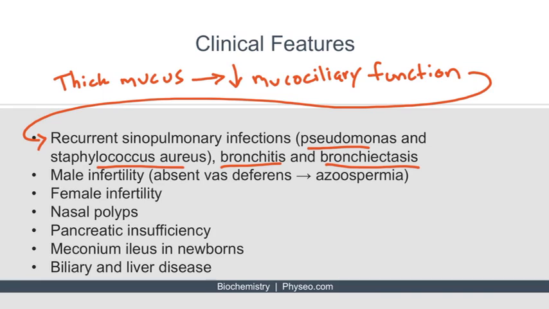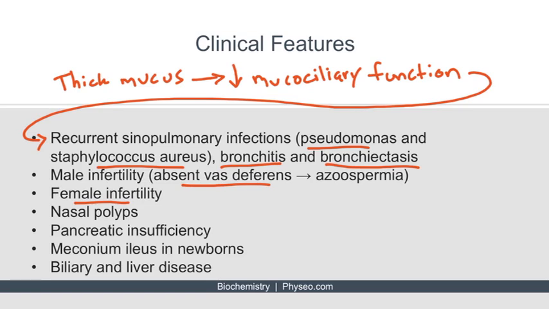In men, the vas deferens is blocked or absent, resulting in azoospermia and infertility. The etiology here isn't completely understood, but in my mind, this makes sense because I think of thick mucus obstructing the vas deferens during embryogenesis, resulting in a blocked or absent vas deferens. Therefore, these patients make sperm, they just can't transport sperm to the urethra. This means that they can actually have children if they use assisted techniques. In women, the thick cervical mucus prevents sperm from penetrating into the uterus, which also results in infertility.